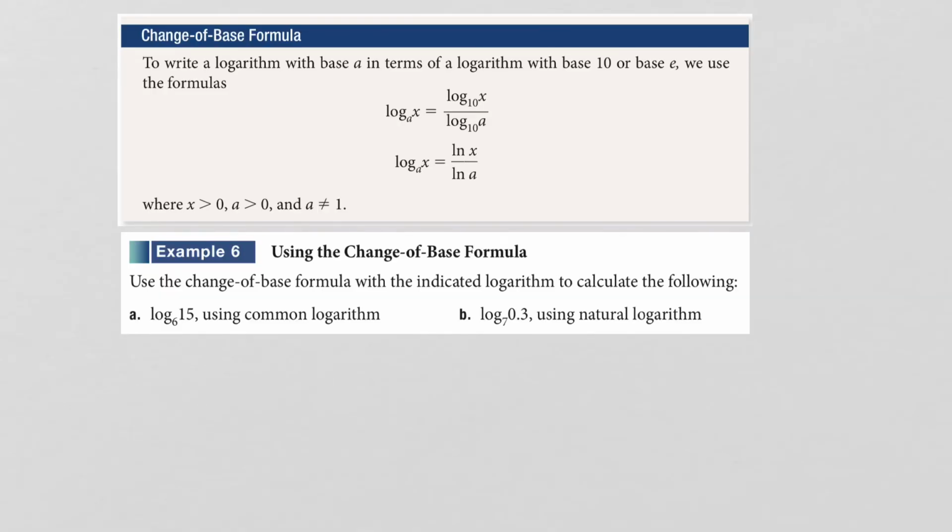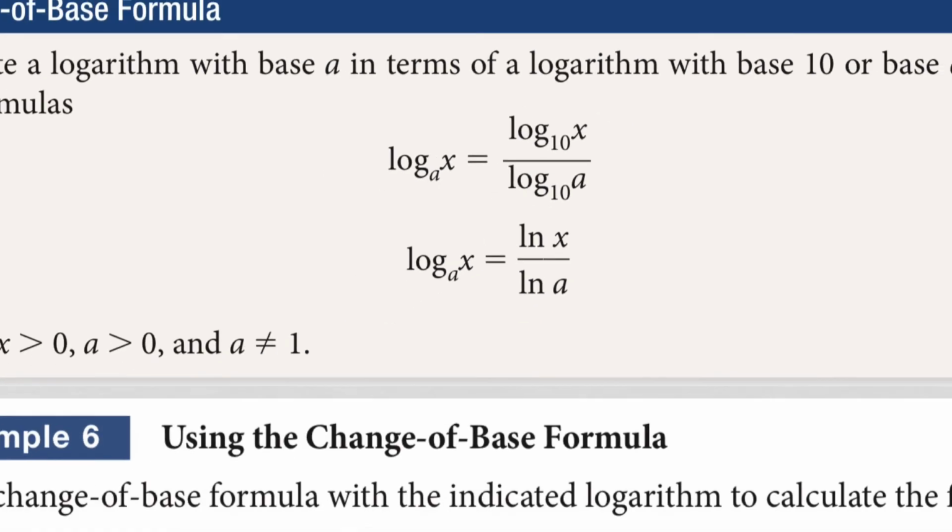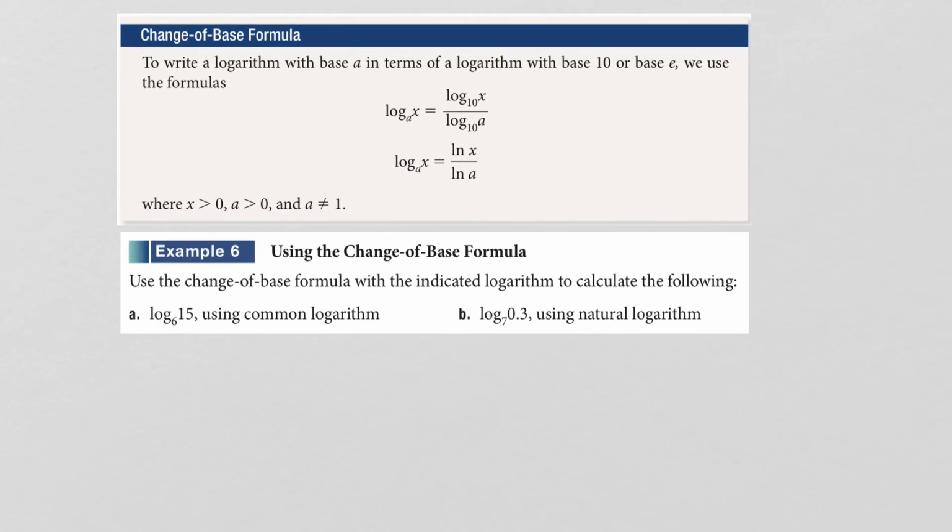So what we need to do this is something called a change of base formula. And there are two change of base formulas that we can use, and it doesn't matter which one you use. If you want to change logarithm base a of x to something that you can type into your calculator, you can either say that it's equal to log base 10 of x divided by log base 10 of a, or you can say it's equal to the natural log of x divided by the natural log of a. It doesn't matter which of these two formulas that you use, as they both give you the same thing.